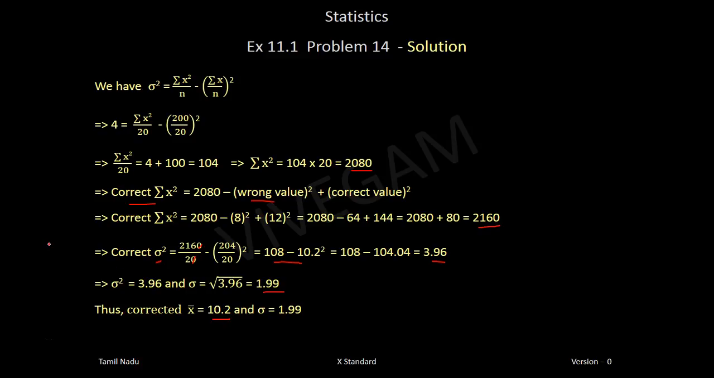So the key here again is you should know this formula. Correct sigma x square is the incorrect sigma x square minus the square of the wrong value. So you're removing the square of the wrong value, then you're adding the square of the correct value. Once you get the correct sigma x square, all you need to do is go back to the formula. But be careful: when you're correcting it, this should be the correct sigma x, but when you're calculating the incorrect one, it will be the incorrect sigma x. Okay. So that's how this problem needs to be worked out.